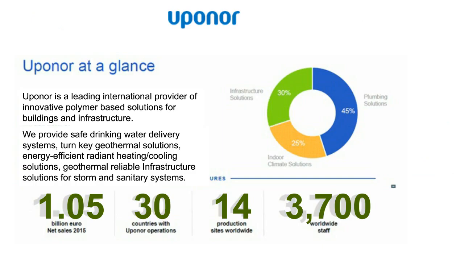So Uponor, just in general, is about, if I convert euros to US dollars, about 1.1 billion US. We operate within 30 countries. We have 14 manufacturing facilities worldwide, as well as a couple in North America, and have about 3,700 employees. Uponor is broken up into three divisions. Uponor Infra Solutions, which we represent, is about 30% of our operations, 45% is in plumbing solutions, and 25% is indoor climate solutions, which are electronic controls for heating, cooling, and so on.